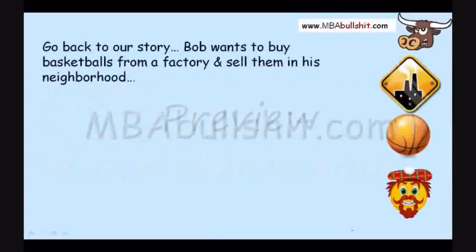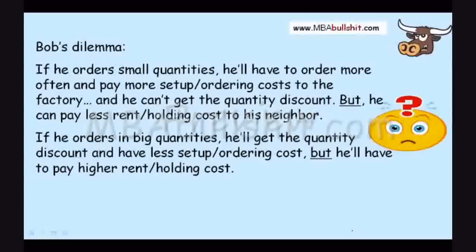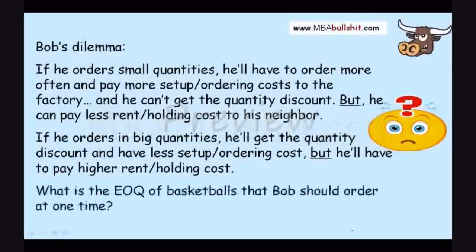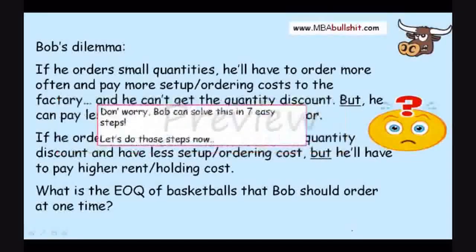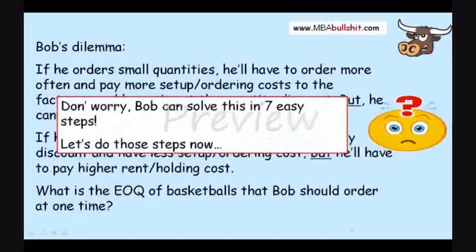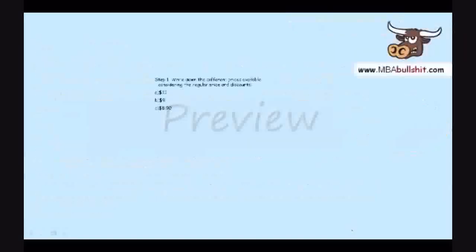So let's go back to our story. Bob wants to buy basketballs from a factory and sell them in his neighborhood. But he'll have to pay higher rent or holding costs. So what is the EOQ of basketballs that Bob should order at one time? Now don't worry, Bob can solve this in 7 easy steps. So let's do these steps right now.